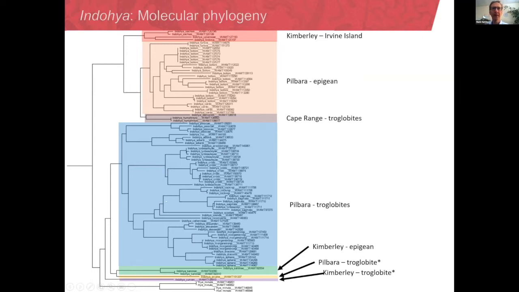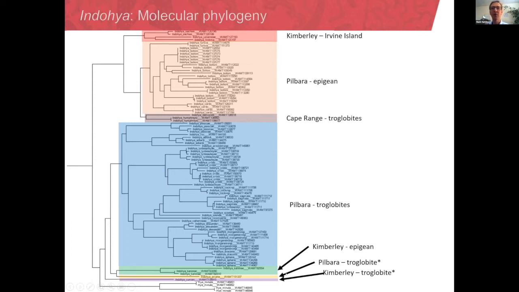There's also a very big clade of Pilbara troglobites, subterranean fauna, this blue clade here. It shows that they have not been primarily derived from the local epigean fauna in the Pilbara. We haven't got a dated analysis as yet, but possibly this clade of subterranean organisms might be older than the epigean ones that are still up on the surface.